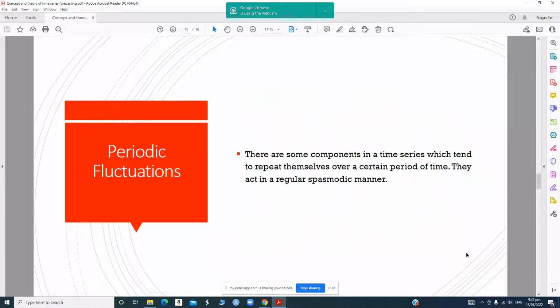And definitely, cyclic variation also depends on various economic forces and the interaction among the macroeconomic variables. When we talk of periodic fluctuation, these are some components in time series which tend to repeat themselves over a certain period of time, and they act in a regular spasmodic manner.